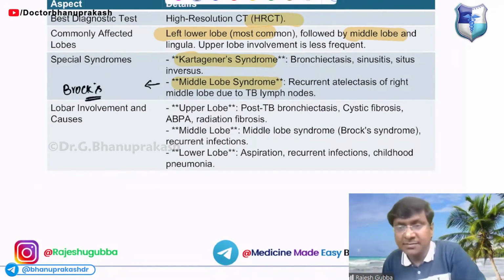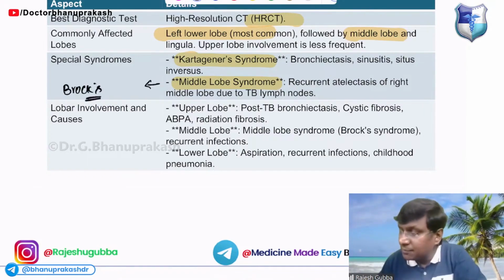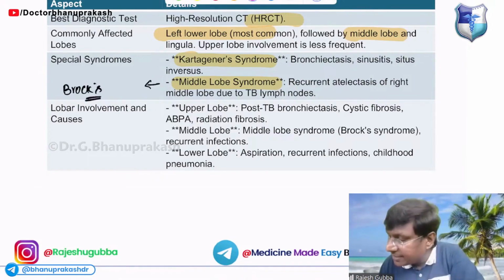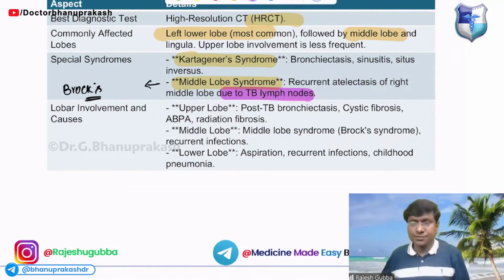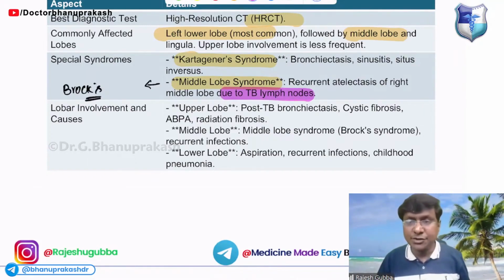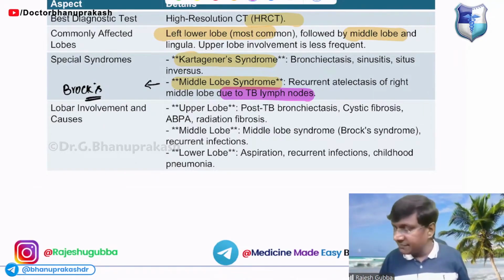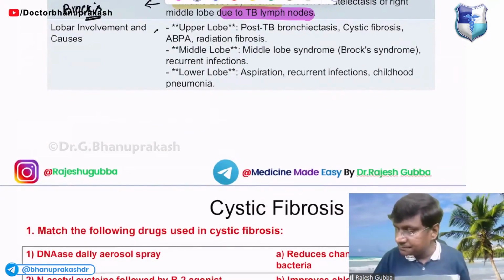Right, middle lobe syndrome is nothing but Brooks syndrome. And this particular Brooks syndrome is secondary to compression by the tubercular lymph nodes. Okay, then lobar involvement is a very, very important area for the questions.